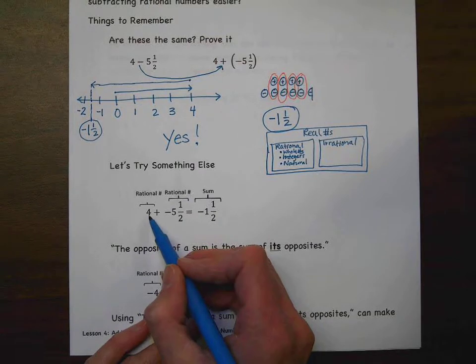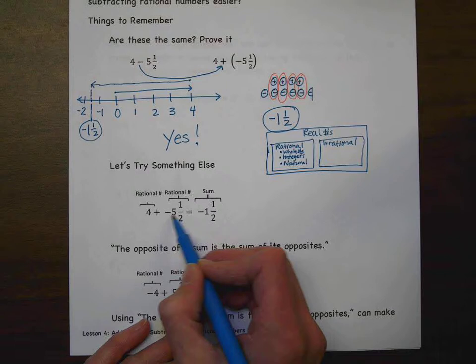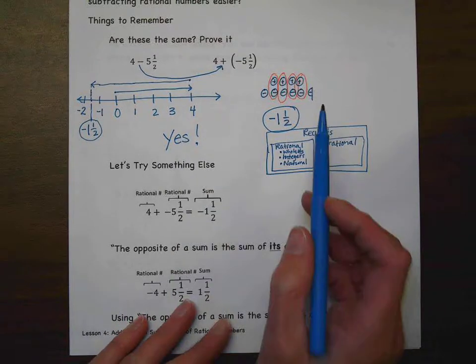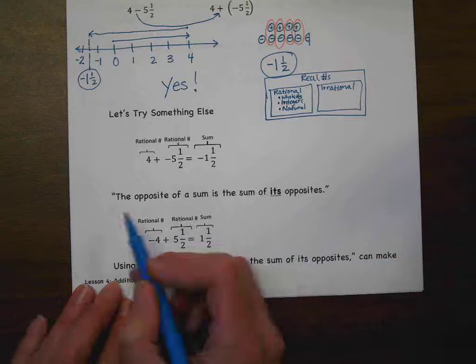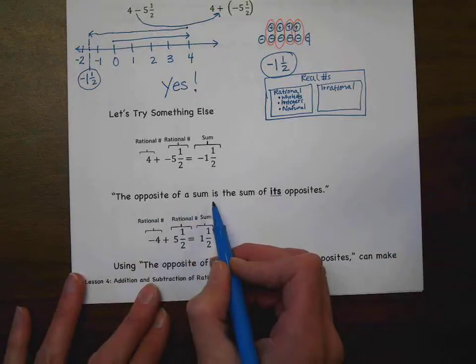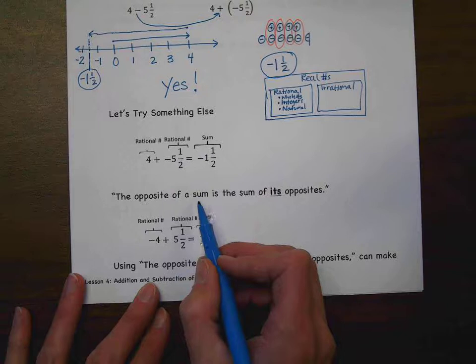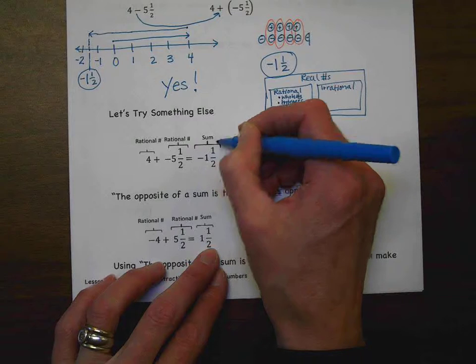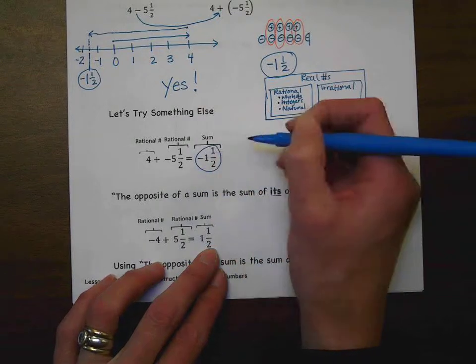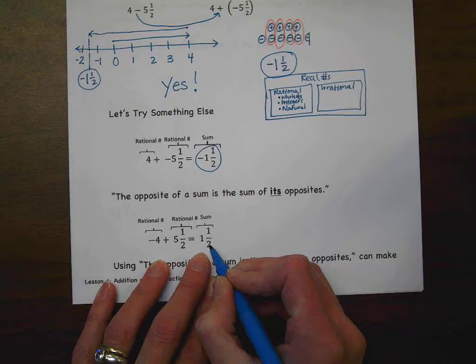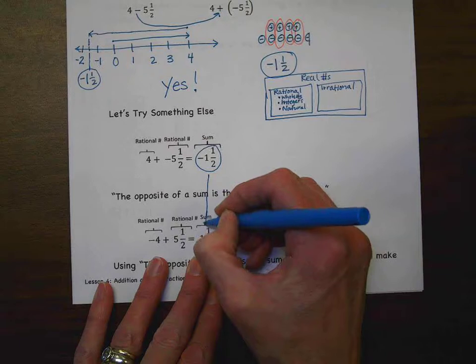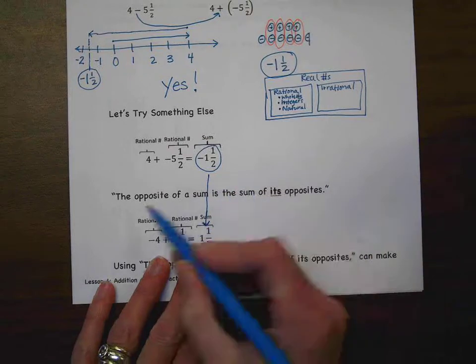So I'm going to take the rational number 4 plus the rational number negative 5.5, and I should get the sum, which is negative 1.5. And the reason we know that is because we proved them up there already. So then go down here, and it says the opposite of the sum, this is the sum right here. The opposite of the sum, what would be the opposite of negative 1.5? 1.5, do you see it? So the opposite of the sum, so this one becomes a positive 1.5 because that's the opposite.